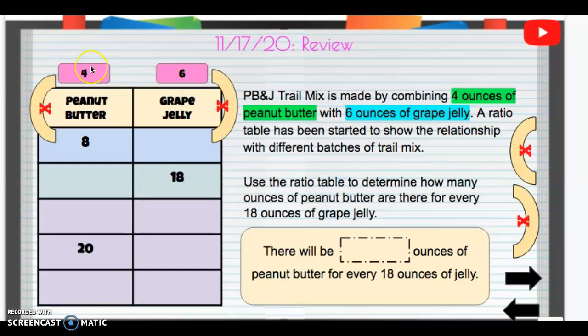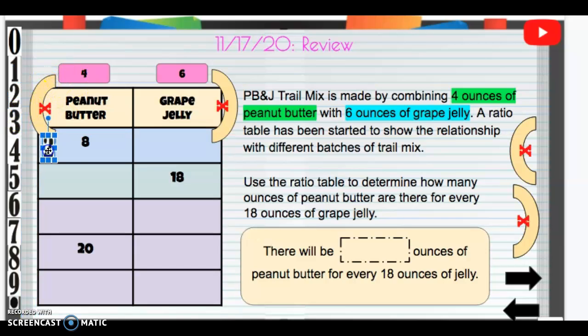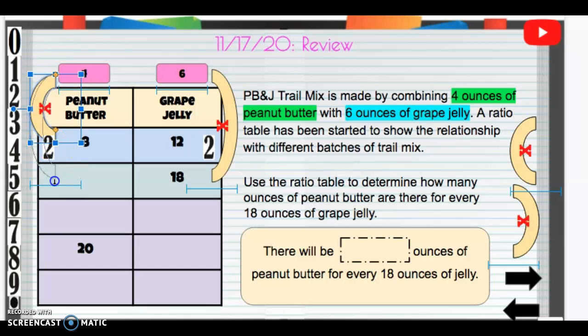So what did I do to 4 to get to 8? Well, 4 times 2 gives me 8. So that means 6 times 2 has to give me... I'm sorry, 6 times 2 is 12. Right? So then we move our noodle down.